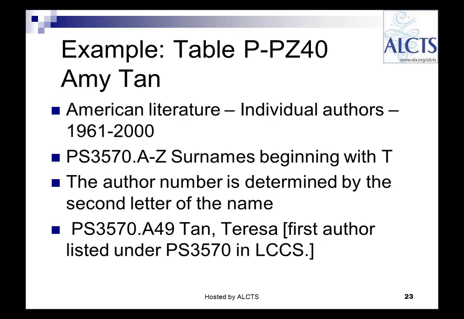Listed in the schedule, we find PS3570.A49, Tan, Teresa. And this is the first author listed under PS3570, the number for authors with surnames beginning with T in the LC's classification schedule. Now we know that Amy Tan should file alphabetically before Teresa Tan. So what do we do?